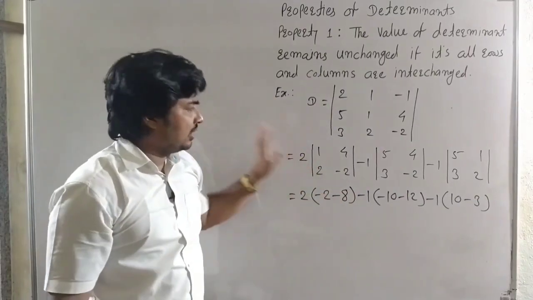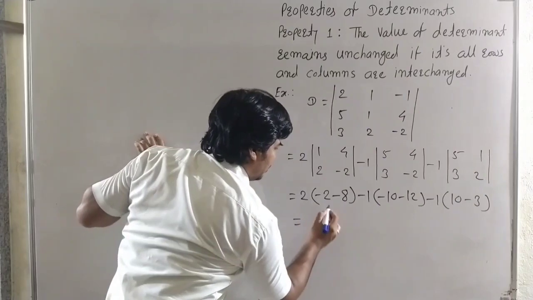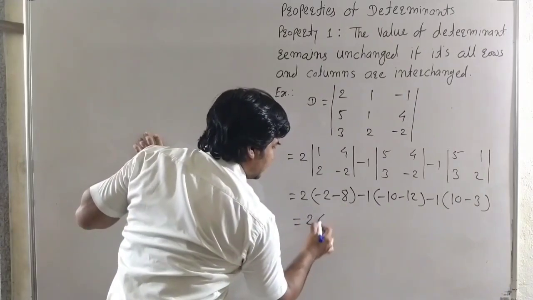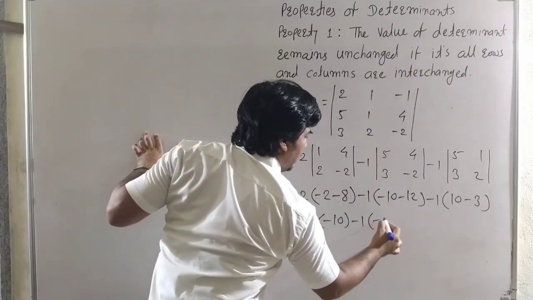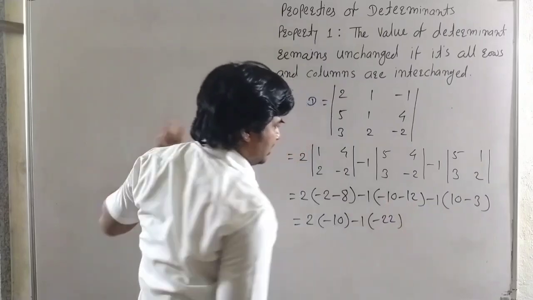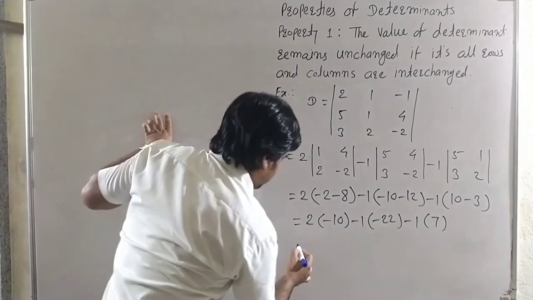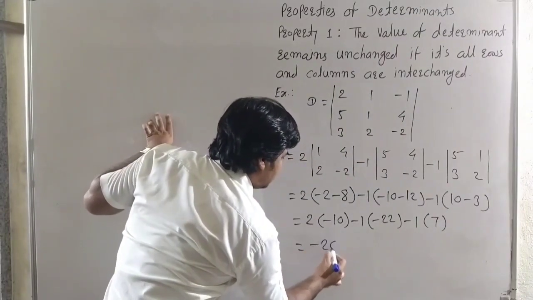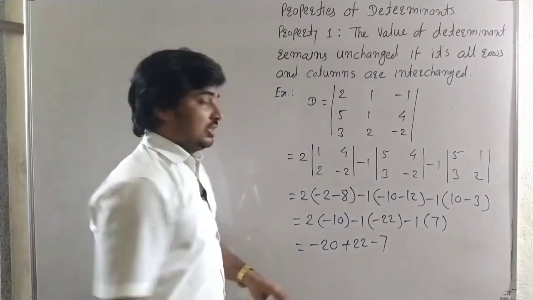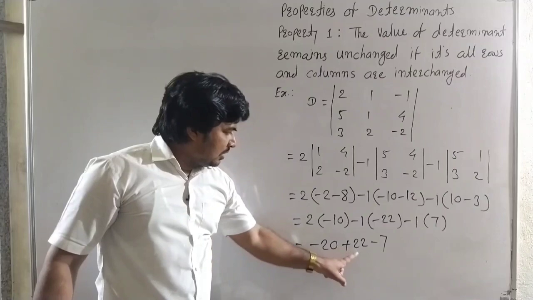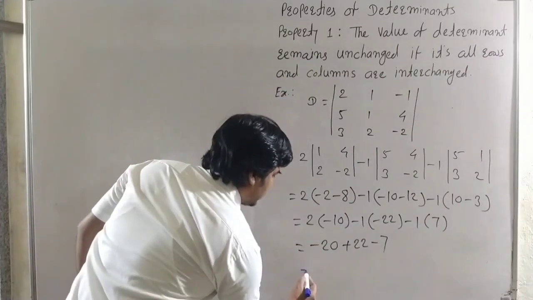Here this step is not necessary to write. Now we can directly write, and then the calculation of these two terms: here it is 2 into minus 10, minus 1 into minus 22, and minus 1 into 7. See carefully, it is minus 20, here plus 22 and minus 7. Check the calculation: minus 20 plus 22 is plus 2, and plus 2 minus 7 is minus 5.